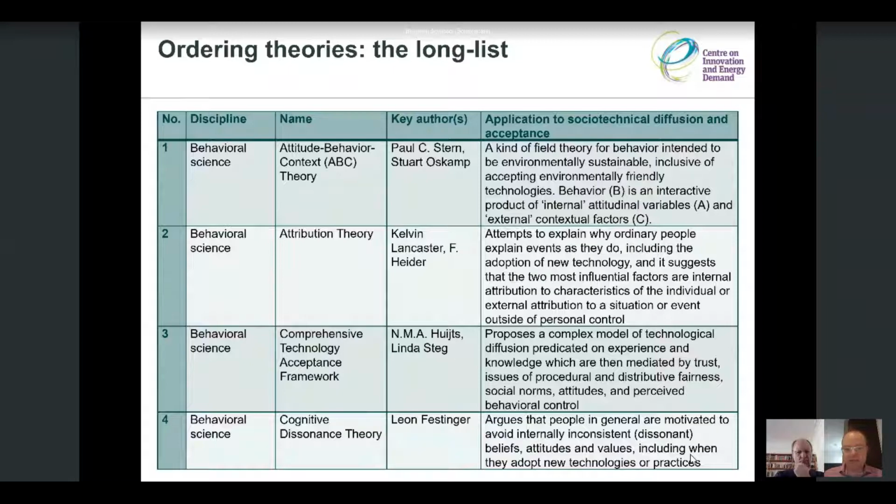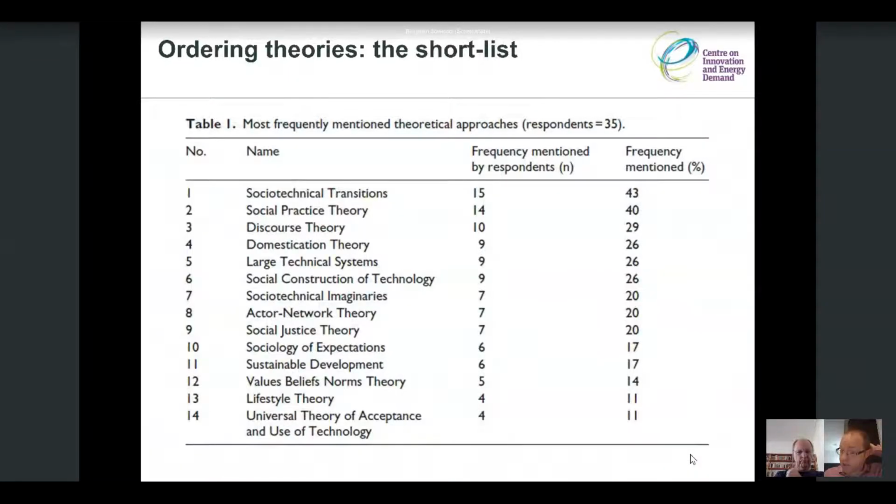That's the full list of 96. And then we created a short list of the most frequently mentioned from the interviews. So this is kind of a way of looking at what is popular, or what our respondents identified as most relevant. And you can see some of them are quite frequent, right? 43% of respondents mention them, 40% mention them.